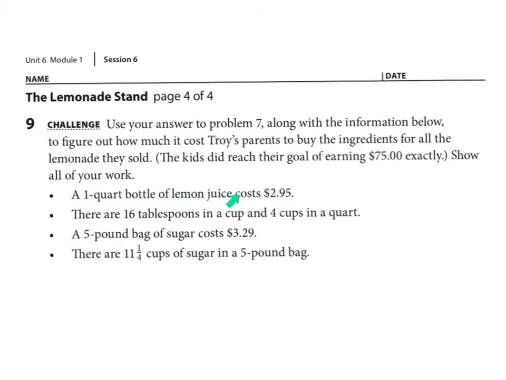A 1 quart bottle of lemon juice costs $2.95. There are 16 tablespoons in a cup and 4 cups in a quart. A 5-pound bag of sugar costs $3.29. There are 11 1/4 cups of sugar in a 5-pound bag. Looking back at question number 7, I know that they made 150 glasses of lemonade. And also looking back at the information for number 8, I know how much lemon juice and sugar that's going to take to make 150 glasses.